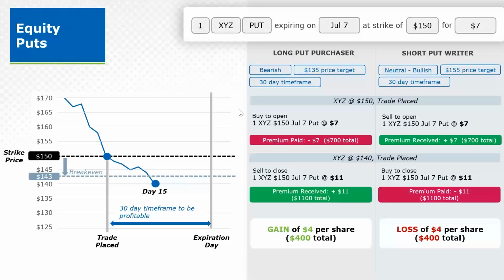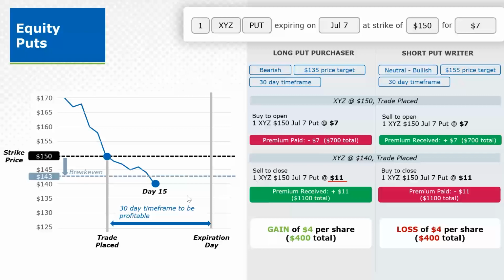On day 15, the underlying has now declined to 140. This means that the put option is now in the money by $10, and it's currently worth $11. So it's $10 worth of intrinsic value and $1 worth of extrinsic value. That extra $1 will depreciate as time goes on, all else equal.